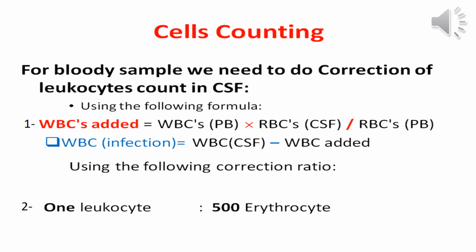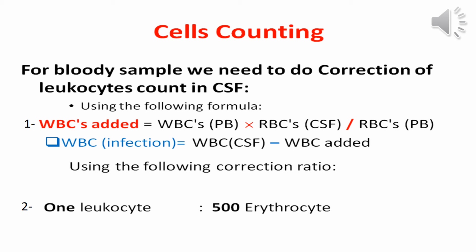So here we need to do a correction. You need to know the white BC that came into your CSF sample from the blood, or from the peripheral blood. We need to know the number of these white BC that come from peripheral blood and remove it from the count present in the CSF sample. So when you have a bloody sample, we need to count the white BC and RBC.